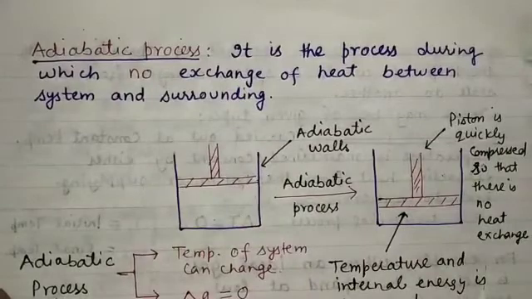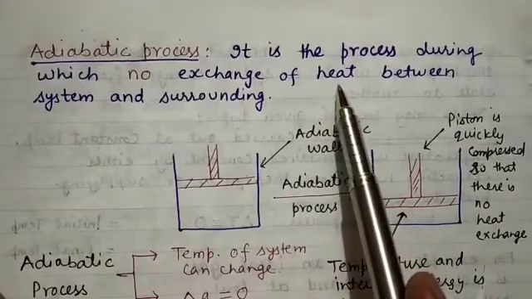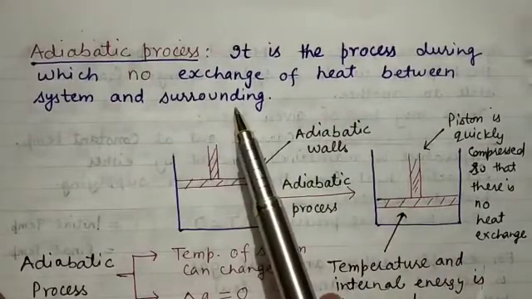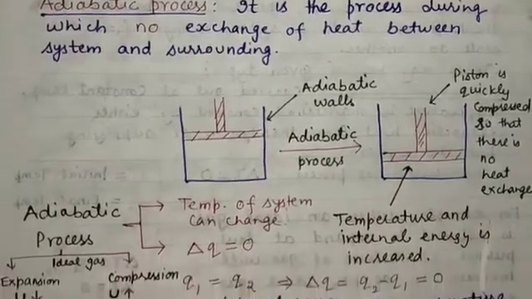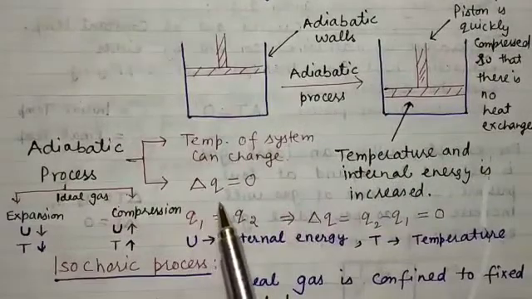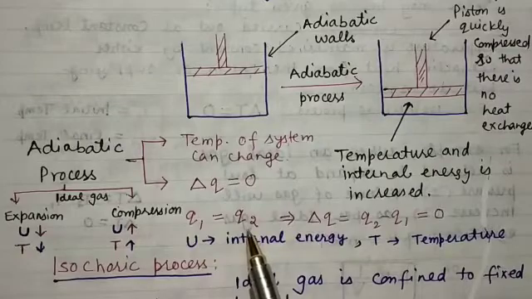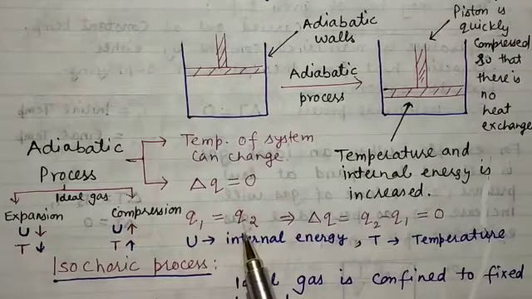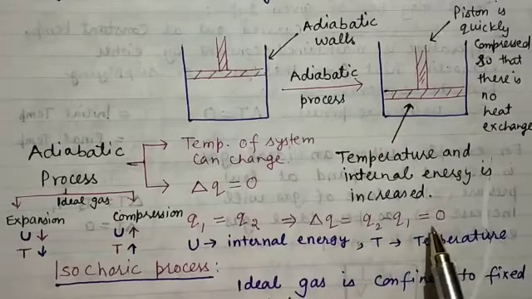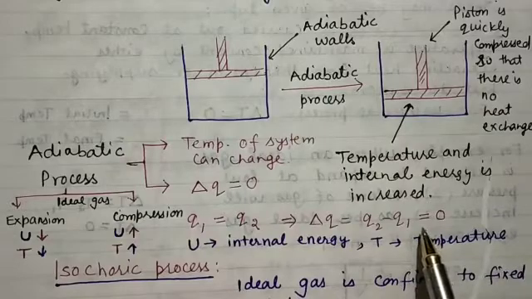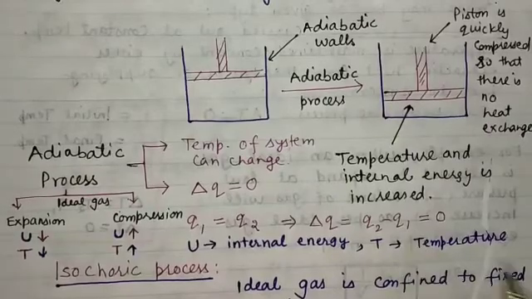Another thermodynamic process is the adiabatic process. It is a process during which there is no exchange of heat between the system and the surroundings. That means heat is not going to change, or you can say that delta Q, the change in heat, will be 0, because the initial state and the final state heat will remain the same, that is Q1 is equal to Q2, and delta Q, which is Q2 minus Q1, will be 0. So there is no exchange of heat between system and surrounding in case of adiabatic process.